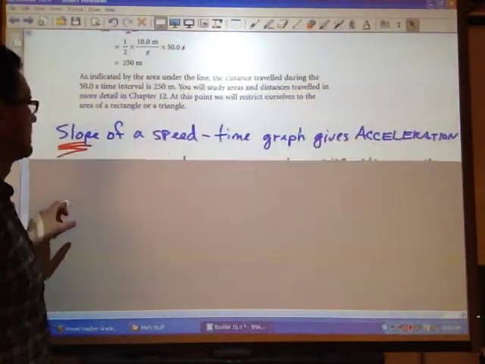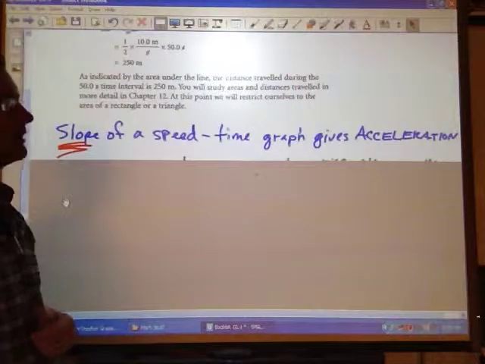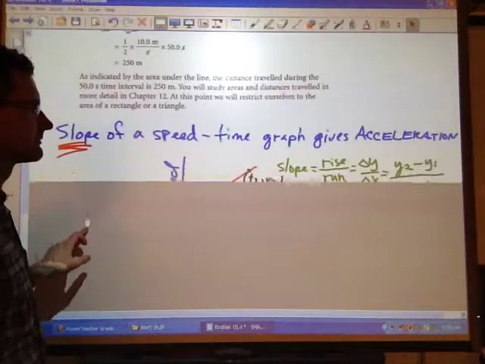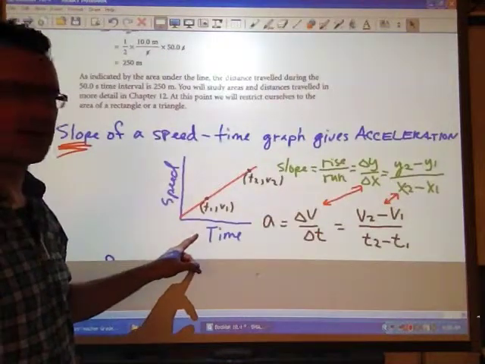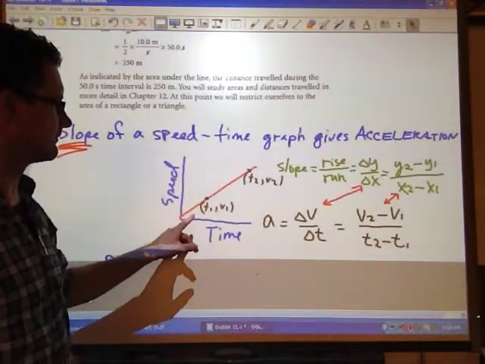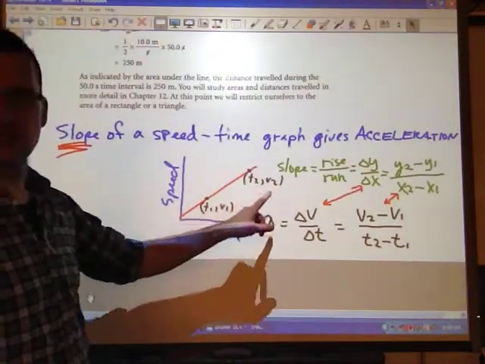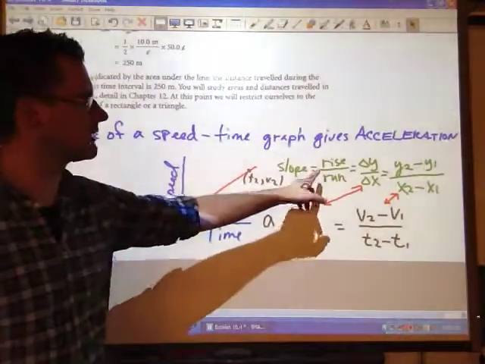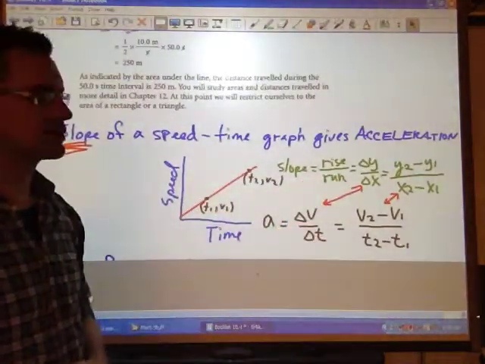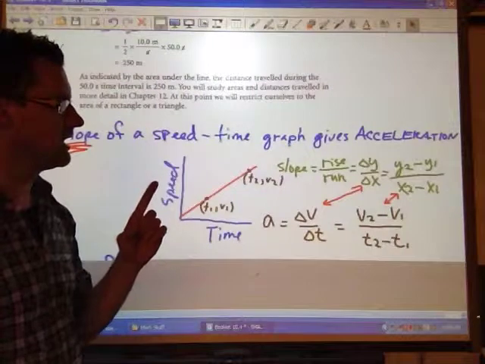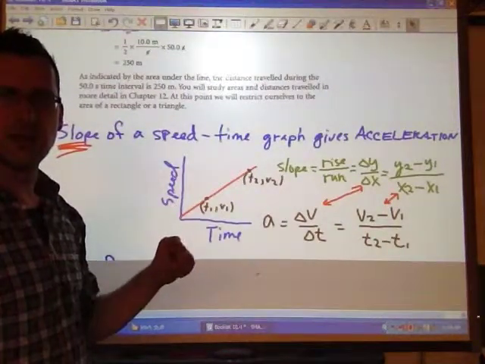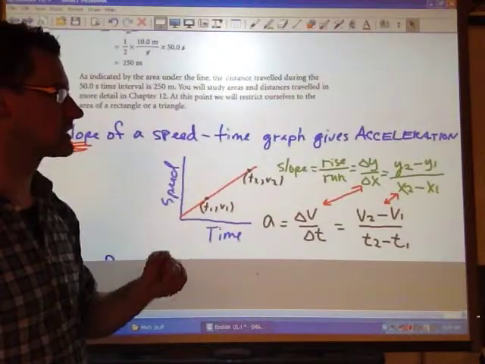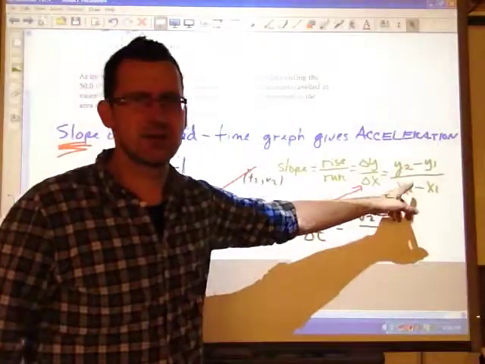highlighting these points. So slope of a speed time graph gives acceleration. So if we look here, if I have a speed versus time graph, of course, slope from math class, it's rise over run, which is change in y over change in x, as you see in the green. And a change in y is second y minus first y. A change in x is second x minus first x, as you see over here.